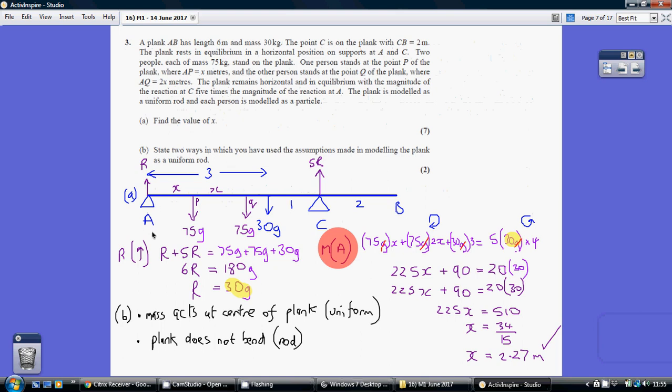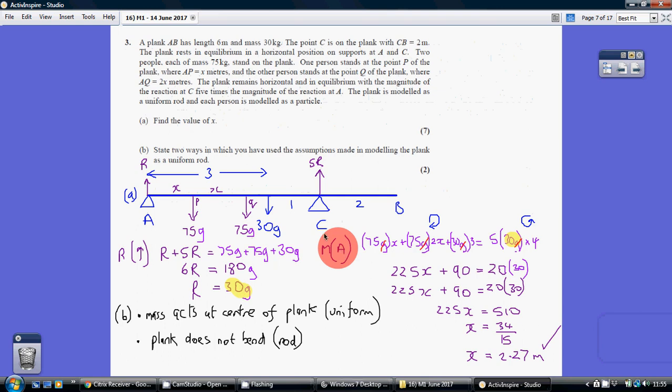So let's start off just by resolving upwards. We've got our upward forces of R plus 5R equaling our downward forces of the 3 weights of 75G plus 75G plus 30G. So from that we can work out that R is 30G. Now this is important, I think.